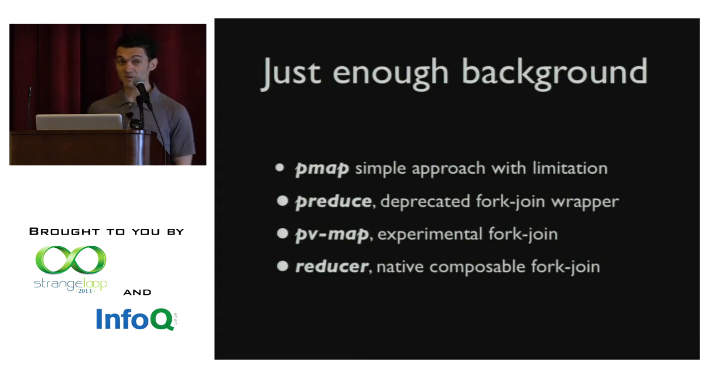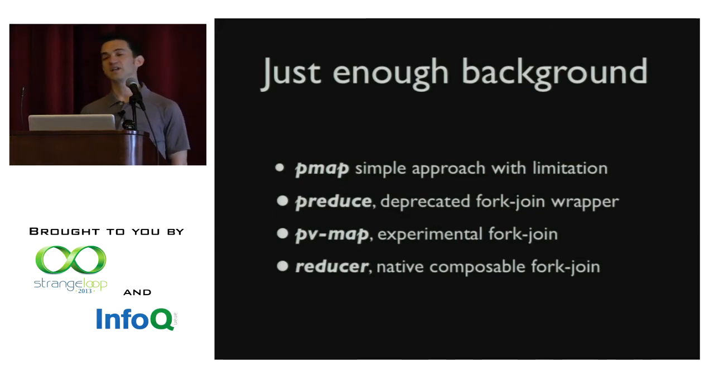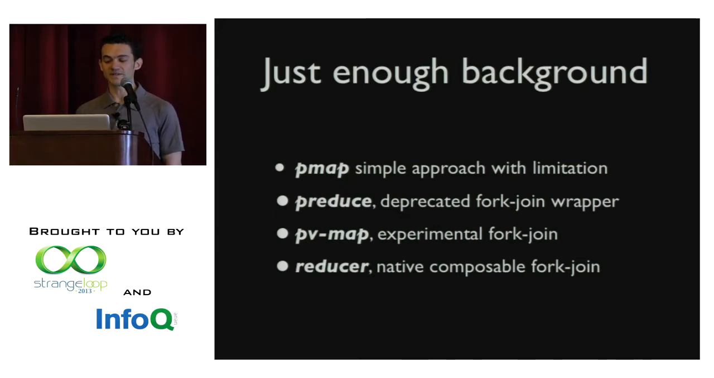Another experimental fork join was done with pvmap. It's an experimental branch still visible from GitHub, and that was a better attempt, I think, since the collection manipulation, the splitting into multiple pieces, was done on the Clojure side and then sent off to fork join. And reducers is kind of accumulating all of the experience into a more composable and clean interface, and this is what we are going to see today.